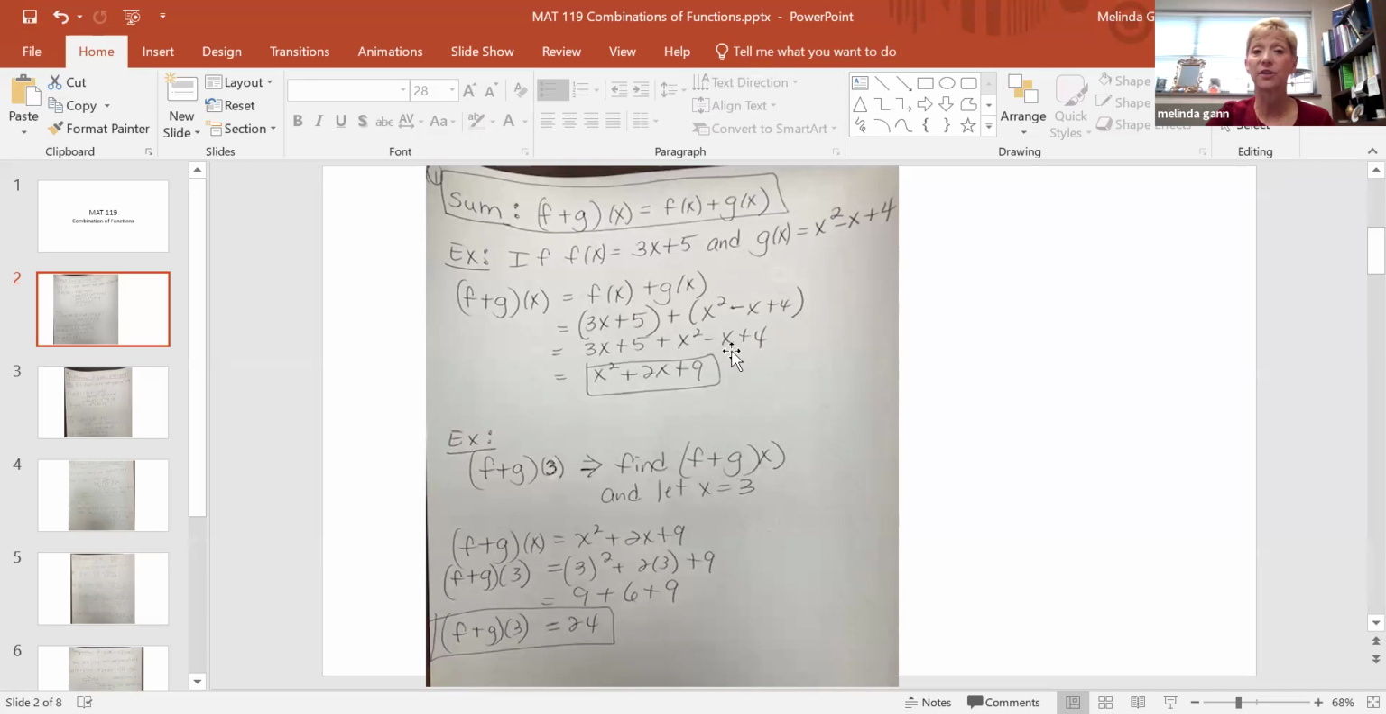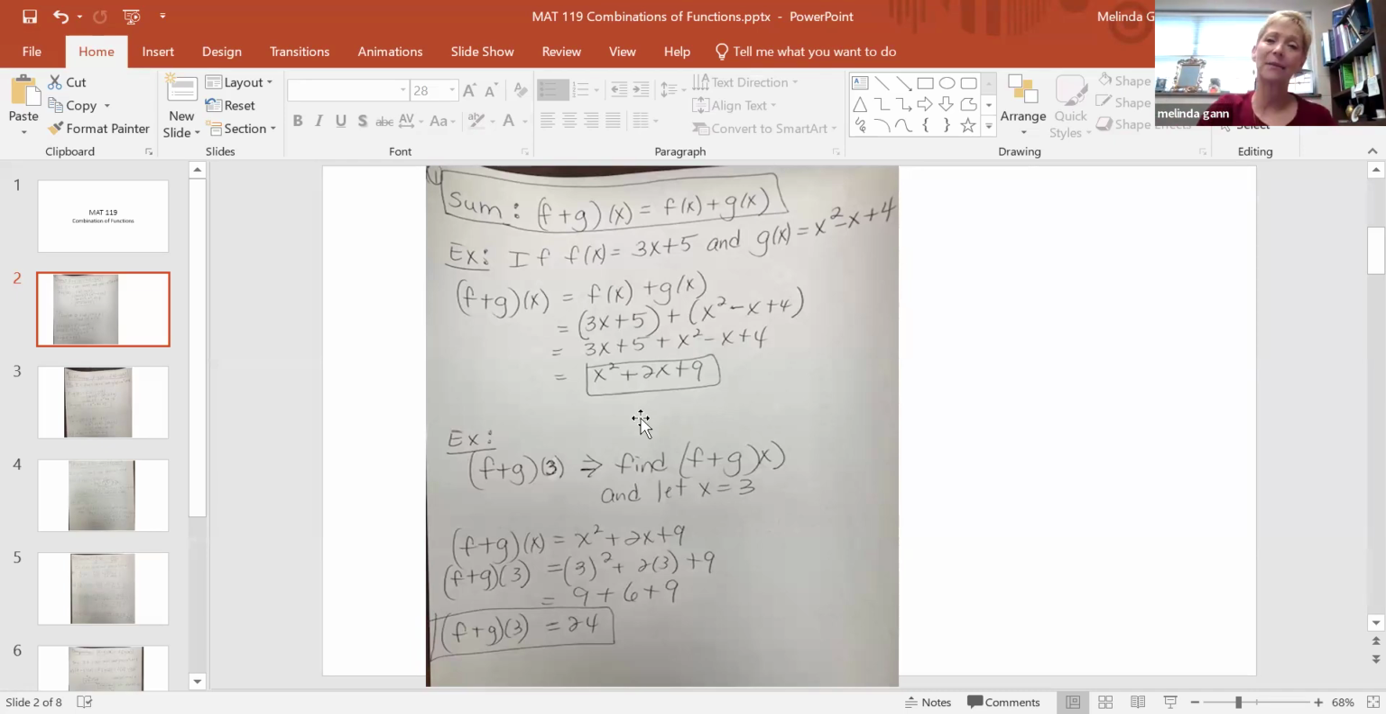Then you're going to group like terms. You've only got one squared term, x squared, but you've got a 3x minus 1x, which is where I got the 2x. And then I've got a 5 plus a 4, and I've got a 9. And I can't simplify that anymore. So when you add f of x to g of x, it turns into this cool new function. You took an f of x and a g of x, two different functions, and you added them and got a different function.